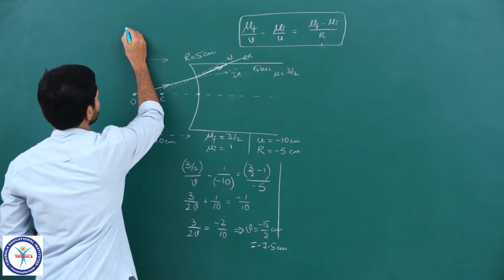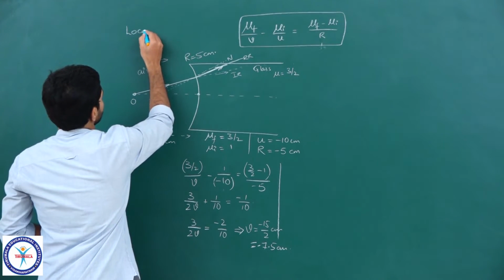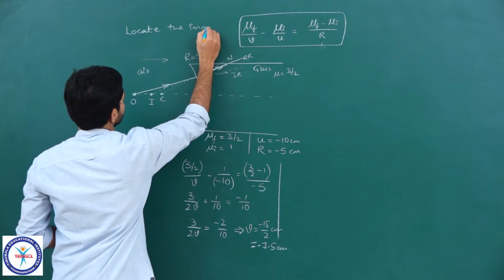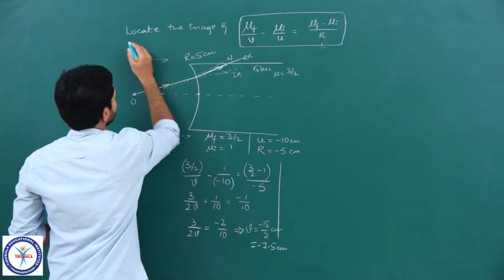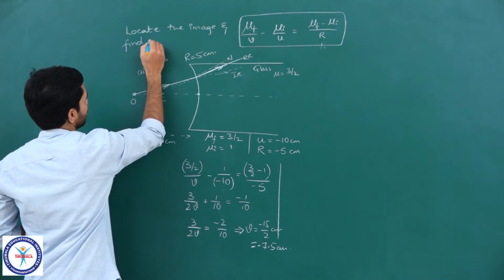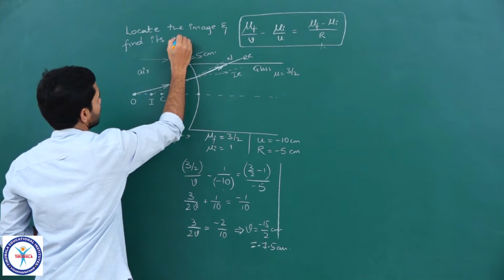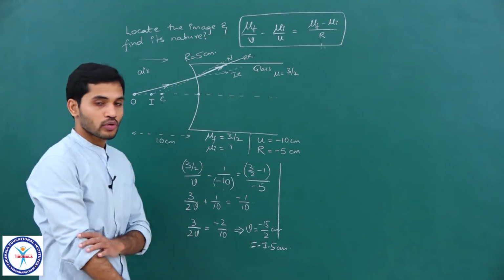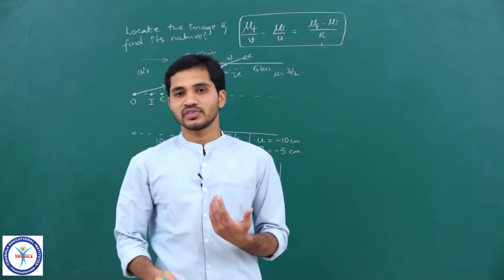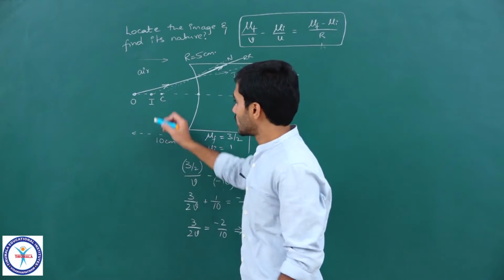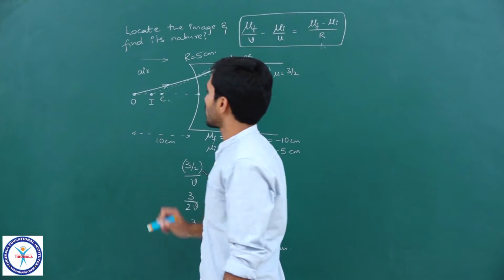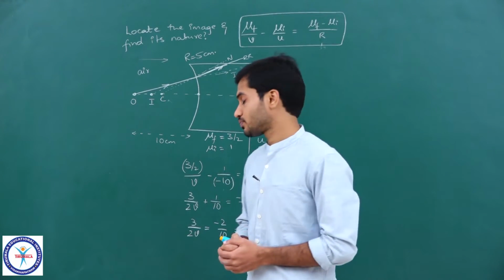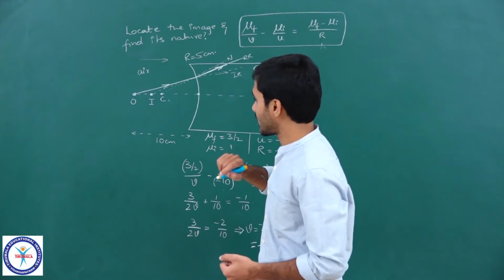Let us write down the question as well. Locate the image and find its nature. You know what nature of image means, right? Whether the image formed is a real image or a virtual image. So, what do you think? The image which is formed here, is it a real image or a virtual image? You can understand that by the ray diagram.